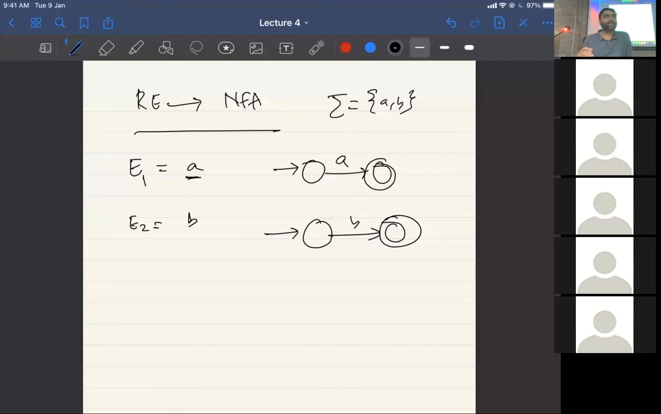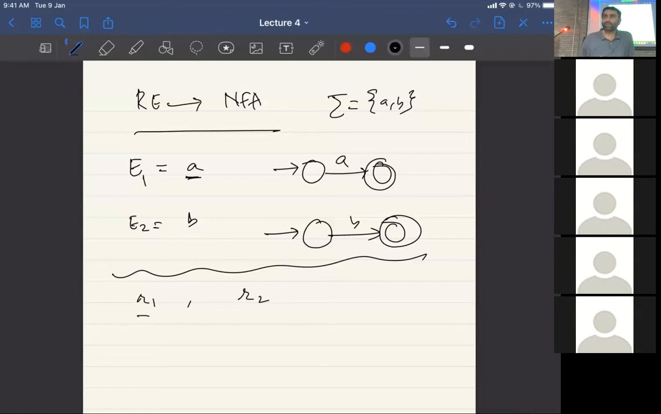So is this clear? If we have one symbol in our regular expression, the automaton contains just two states, connected by the symbol that is in the expression. If you have multiple symbols, we can see how to construct an NFA for that. I will show you later. So this is the simplest case. Now suppose I have a regular expression R1 and a regular expression R2, two regular expressions. If we have a regular expression, we can construct an NFA.